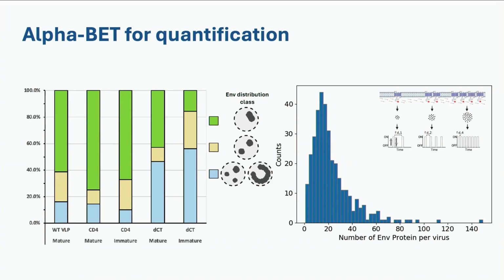And with this, since we can measure and quantify the amount of proteins, we count how many proteins we have using qPAINT, the technique that I showed you before, and more or less we have on average 20 envelope proteins per virus, okay?